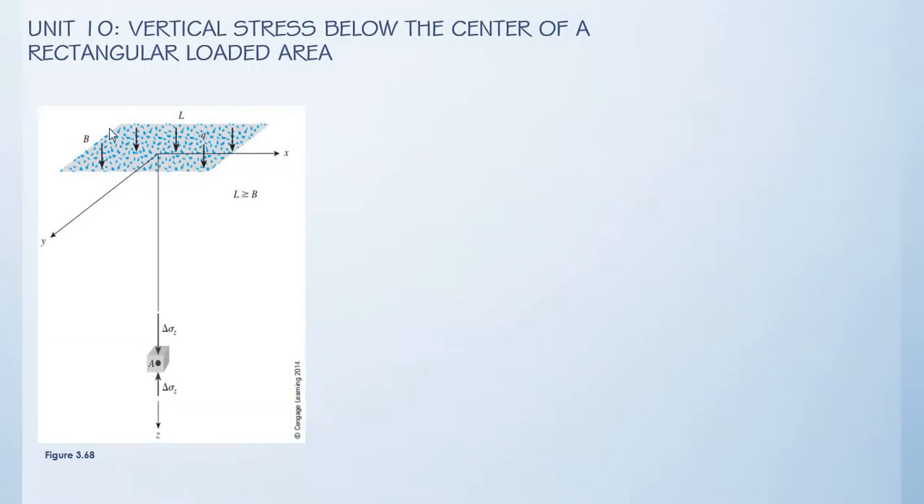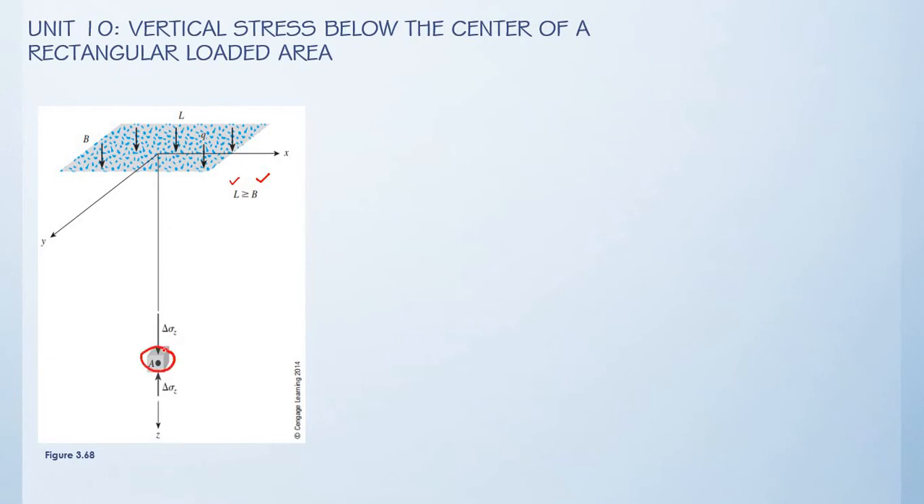From the figure, we have here your rectangular loaded area, and the point A is below the center of this rectangular loaded area. It is definite that the point of consideration is at the center. If the point of consideration is not the center of the rectangular loaded area, we will be using the principle in Unit 9. B is the shorter dimension, L is the longer dimension.